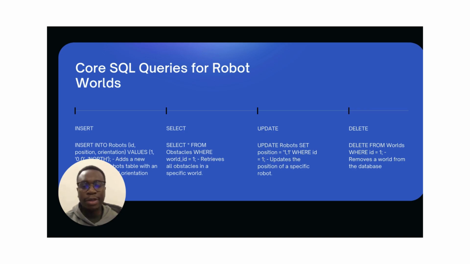We also have the query update, and we can run update robots and set a position of 1 is to 1 where the ID is 1, and this will update the position of that specific robot. We can also run the query delete, and if we run delete from world where the ID is 1, we'll be able to remove the world from the database that has an ID of 1.